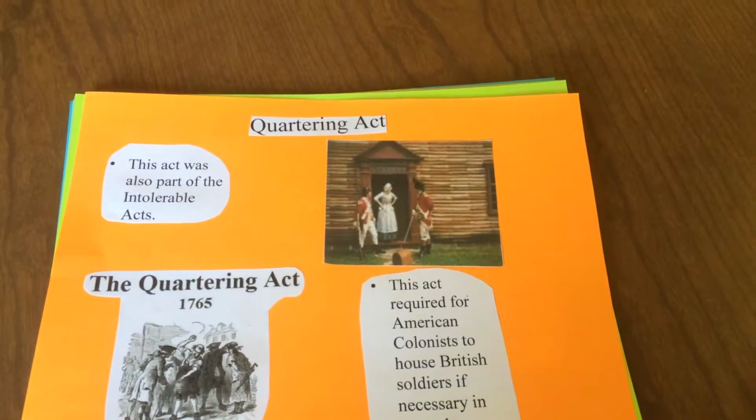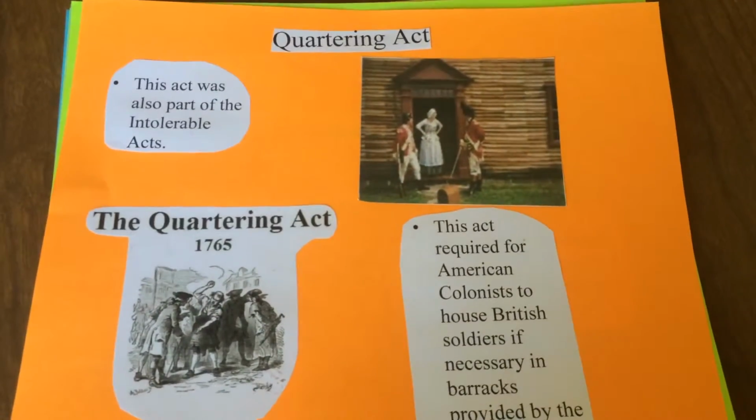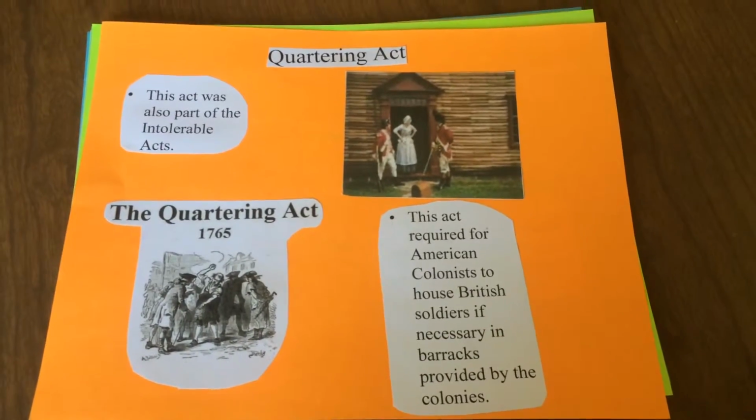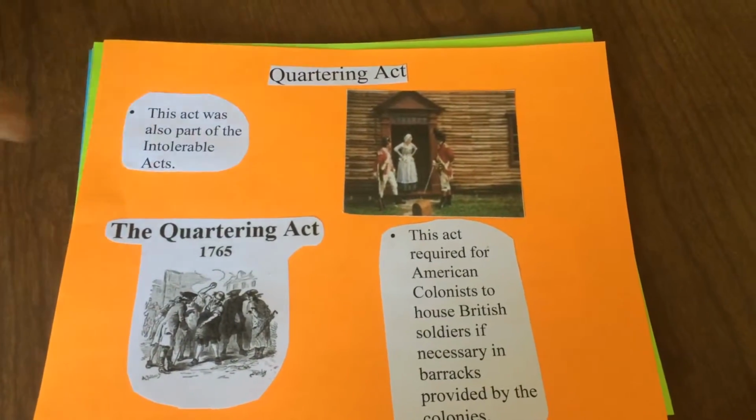The Quartering Act required that the colonists provide the British soldiers with housing when needed in the barracks. If the barracks were full, they would be provided with inns or any type of housing necessary to ensure that the British soldiers would have a place to go.